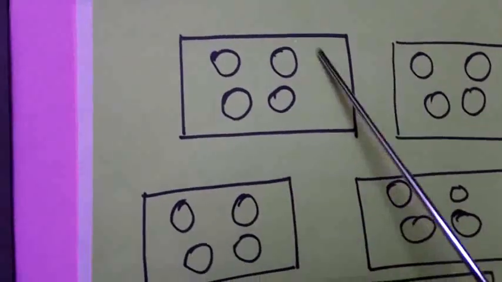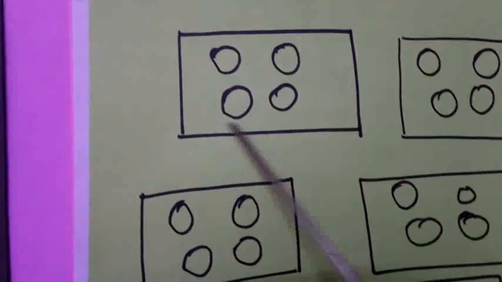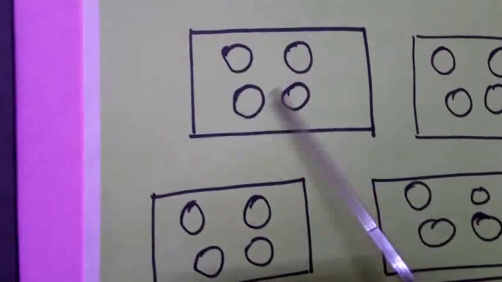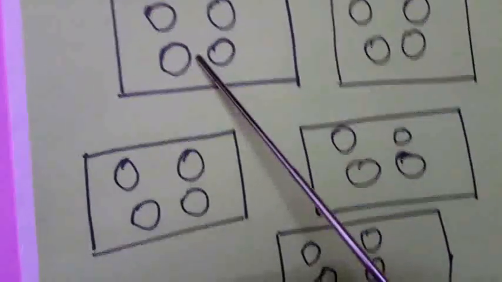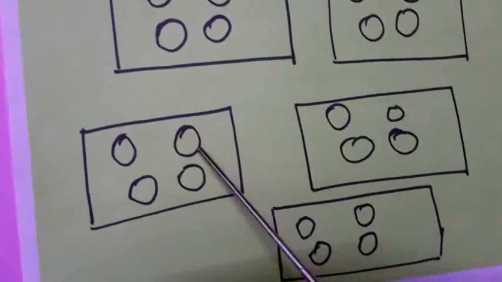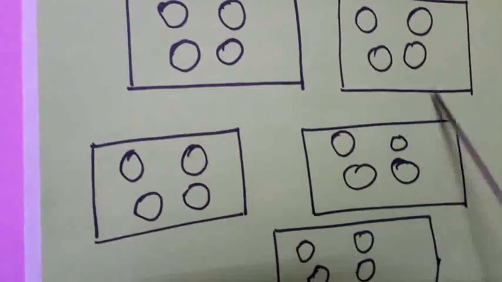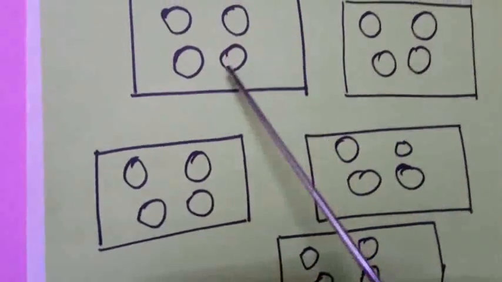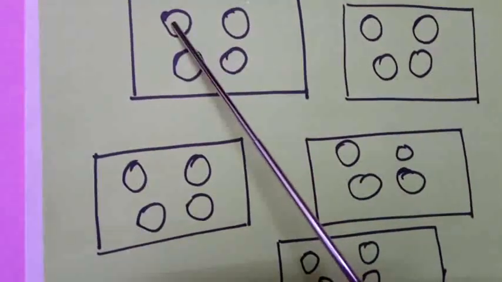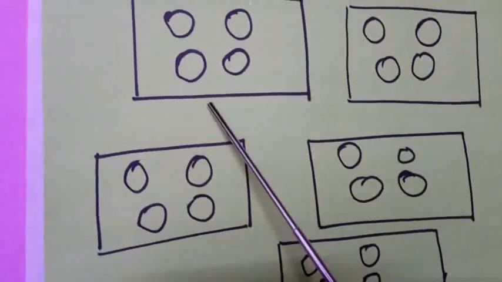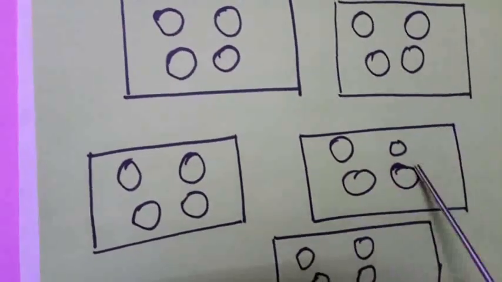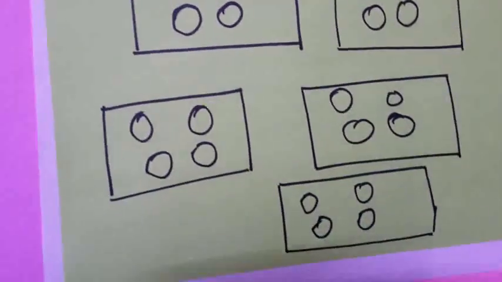Let's try to visualize. 1 hali has 1, 2, 3, 4 items. Like this, 1, 2, 3, 4, 5. 5 hali has how many items? It means how many times 4? 5 times 4. 5 times 4 means 5 multiplied by 4.